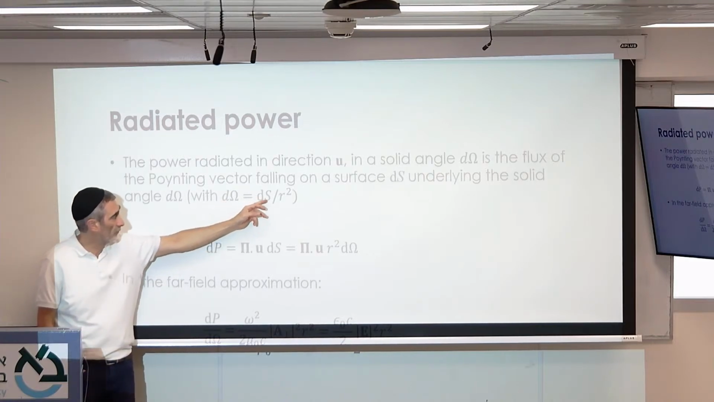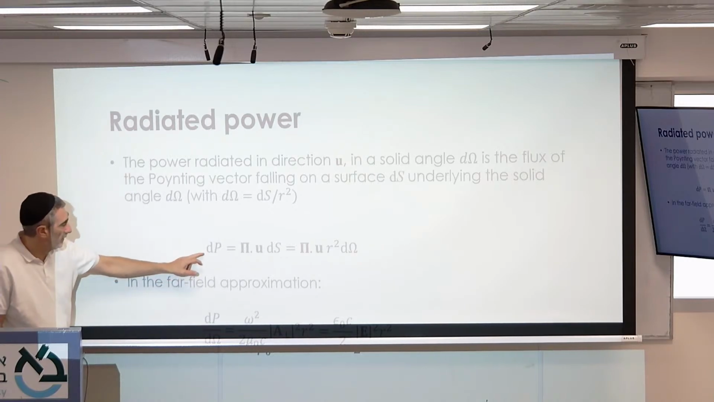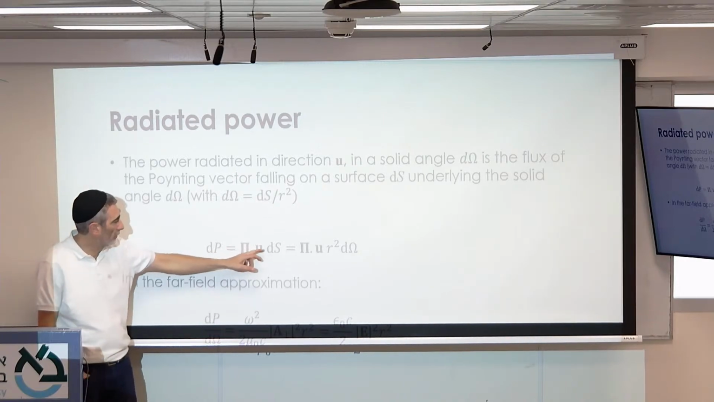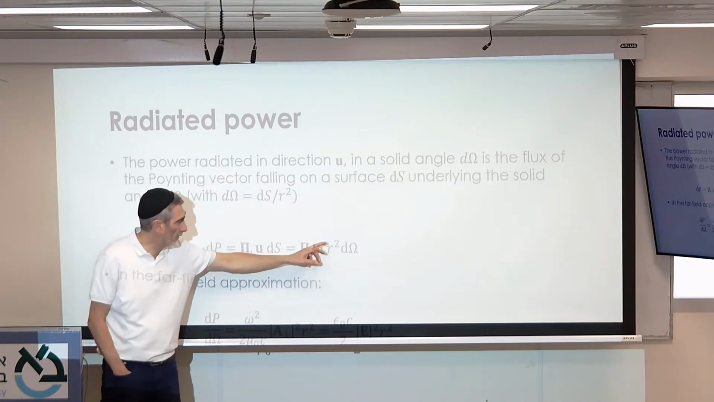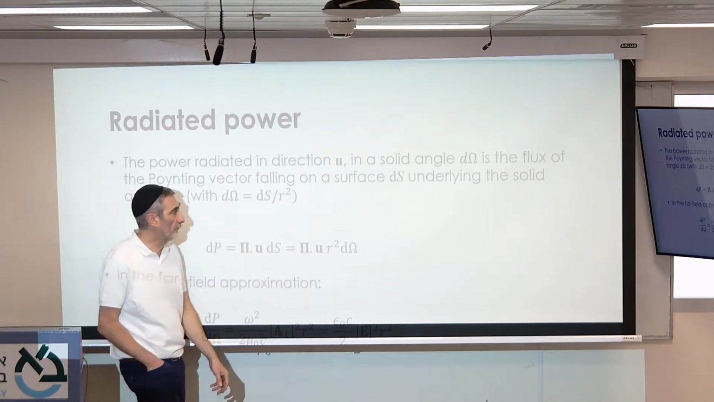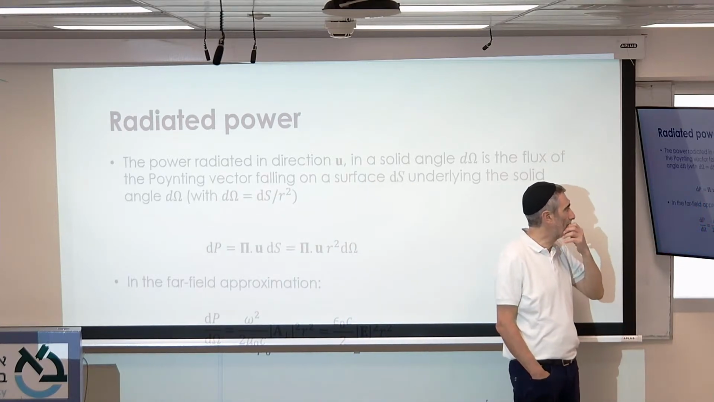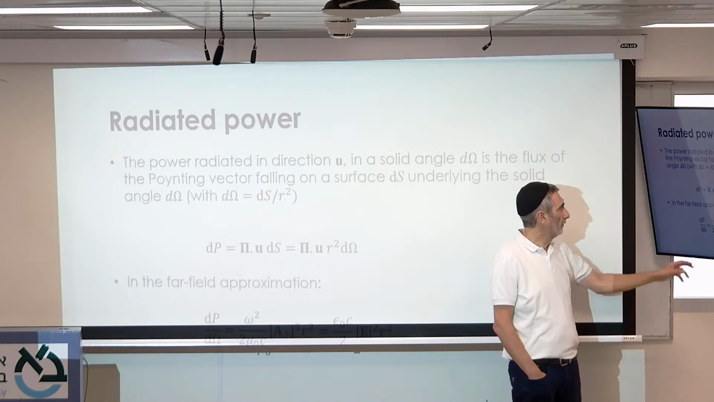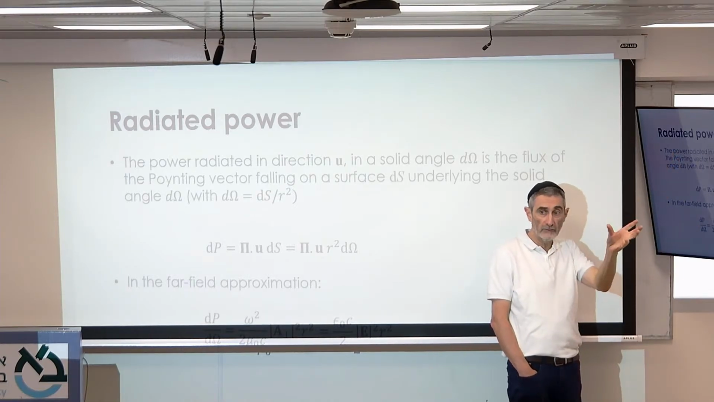d omega is equal to dS over r squared. Okay, so this is called dP here. So dP is the flux of the Poynting vector P times u dS, so P times u r squared d omega. In the far field approximation, you can use the formula for the Poynting vector, and dP over d omega gives you this expression here. So dP over d omega is the power radiated in a given solid angle.